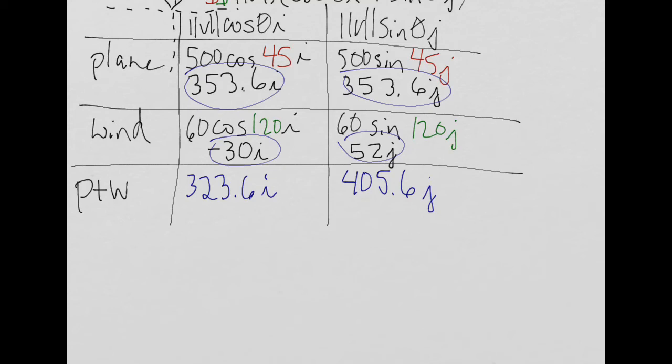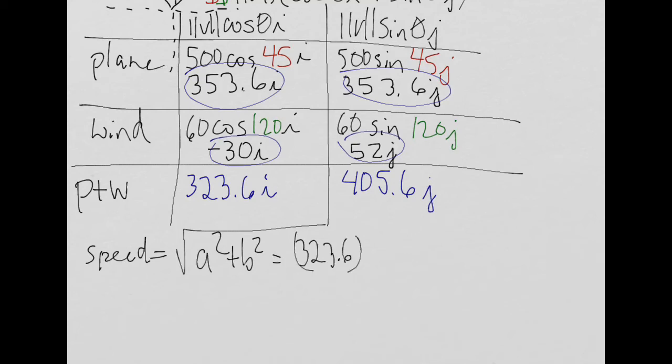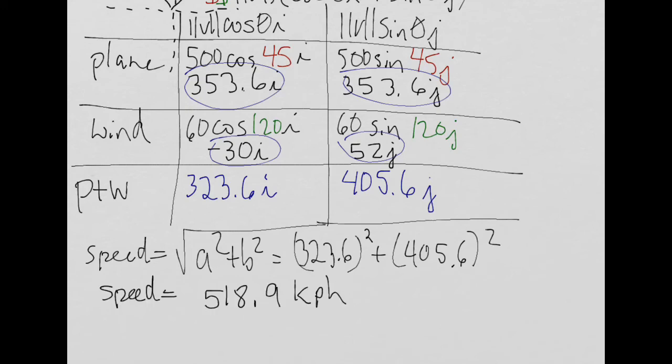Alright, we want to know the ground speed of the plane, so that's finding the magnitude. The magnitude formula is taking my a, squaring it, taking my b and squaring it. So my a here is the one in front of the i, so 323.6 squared, plus my b is the one in front of the j, 405.6 squared. And I get it to be 518.9 kilometers per hour as my ground speed for the plane.